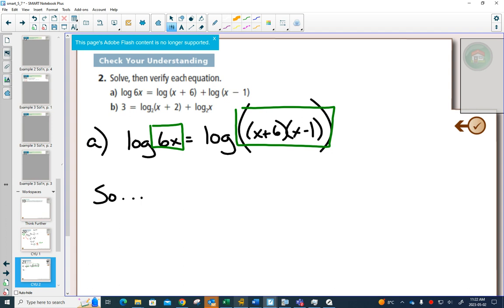so 6x would have to equal x plus 6 times x minus 1. Do you see the shortcut? If log of 6x is equal to log of x plus 6 times x minus 1, does it make sense that the green boxes would have to be the same?